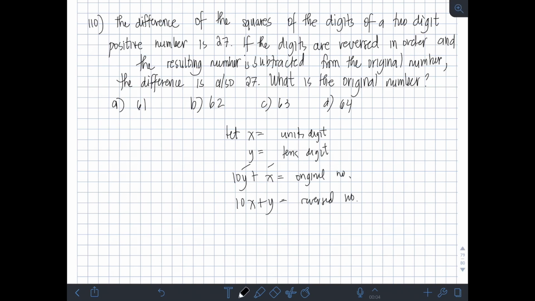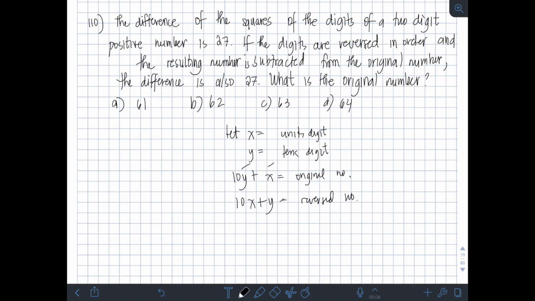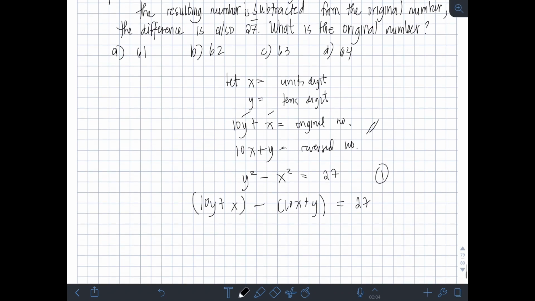So, pwede na ngayon tayong bumuo ng equation base doon sa mga given conditions. So, meron daw tayong condition na yung difference ng squares ng digits of the two-digit number is 27. So, therefore, we have y squared minus x squared is equal to 27. Equation 1. Ngayon, sabi dun sa second condition, kapag ni-reverse daw yung digit at sinubtract dun sa original number, the difference is also 27. So, the original number, 10y plus x, minus yung reverse, so 10x plus y, the difference is also 27. So, simplify natin.